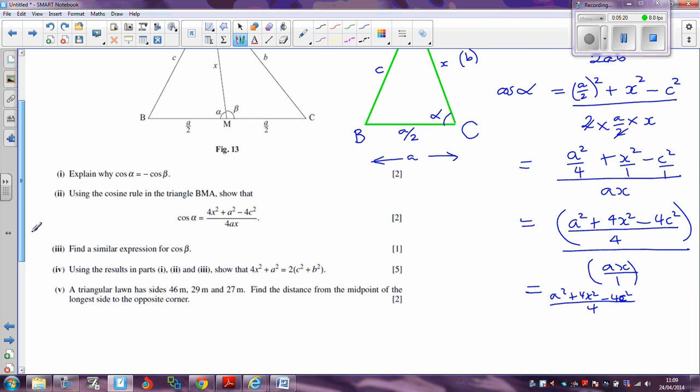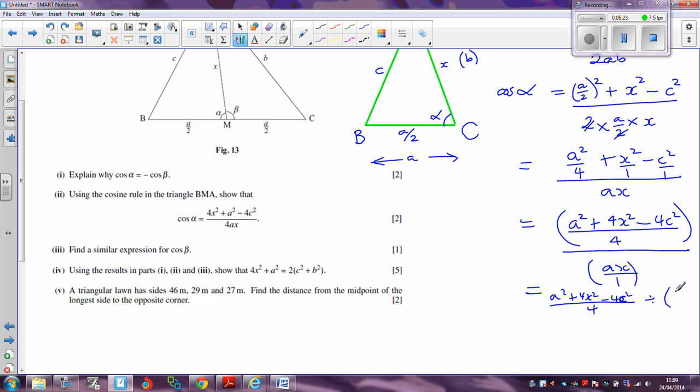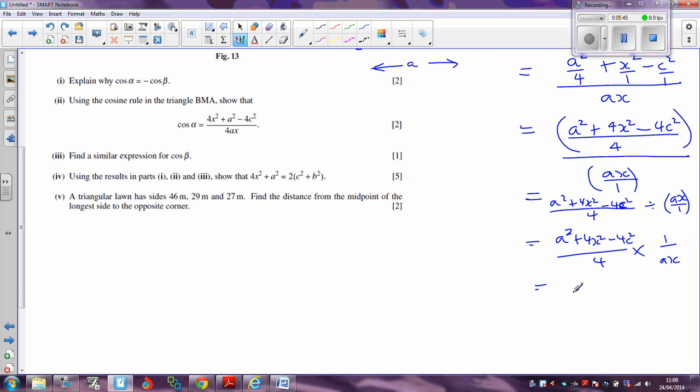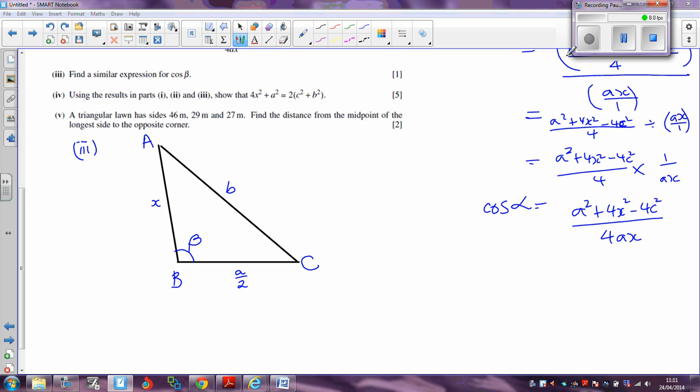Now I'm dividing by ax over 1. If you want to divide by a fraction, you multiply by the fraction turned upside down. So the 1 goes there and the ax goes there, which leaves us with, on the top, a squared plus 4x squared minus 4c squared, and on the bottom 4ax. So there is my expression for cos alpha as required.